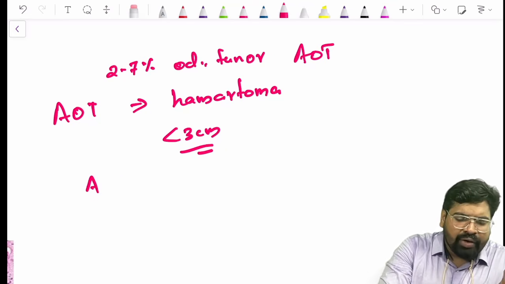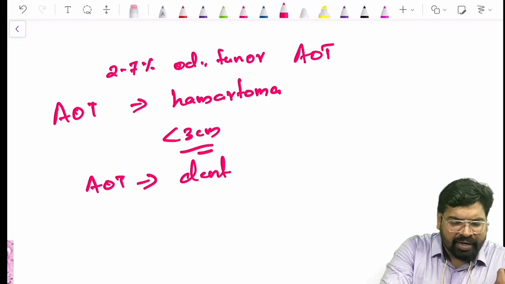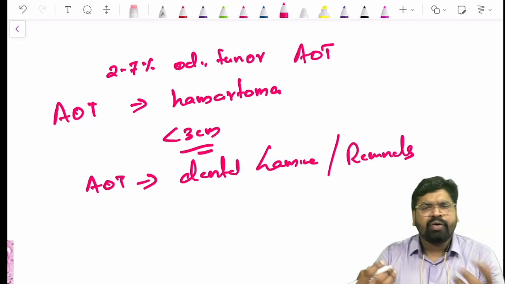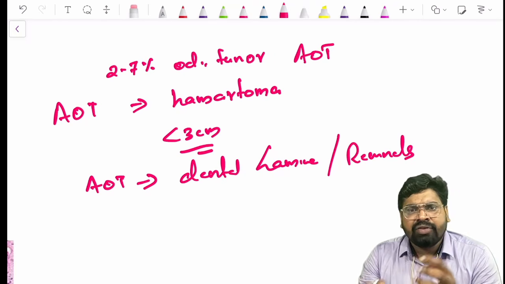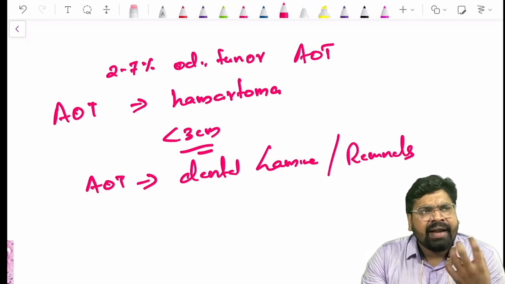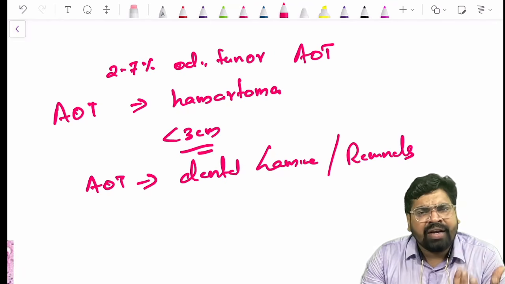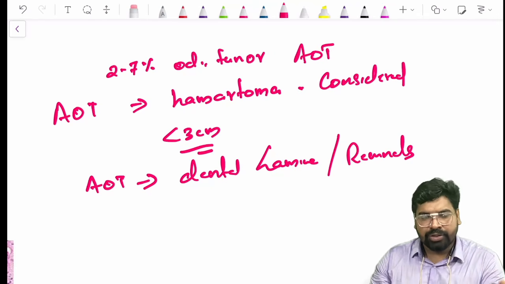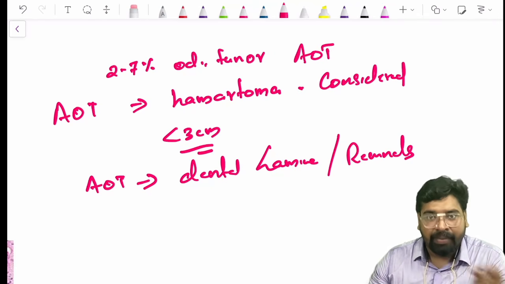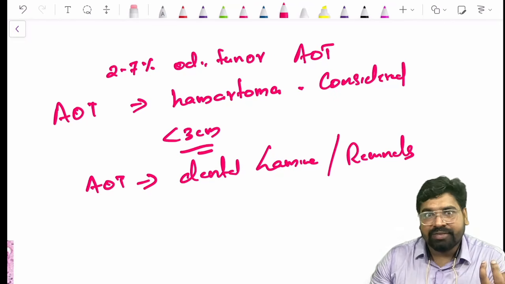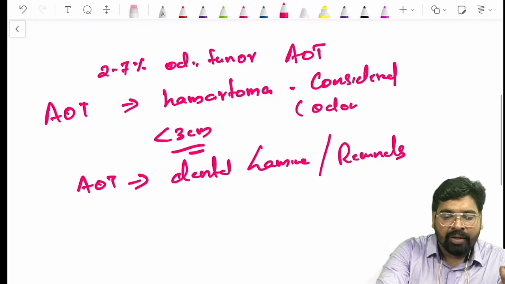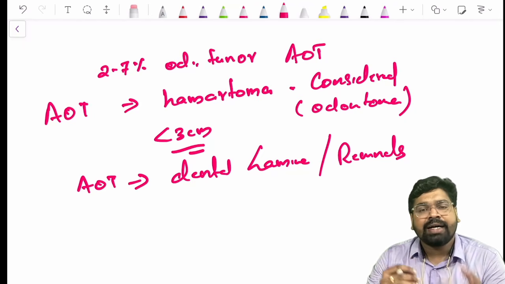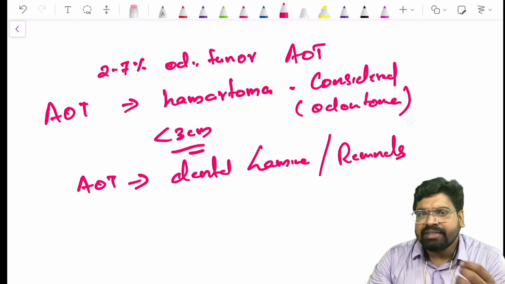AOT arises from the dental lamina or its remnants, your tooth apparatus. So it is usually small in size and on the jaw, and it is considered a hamartoma. An odontogenic tumor which is considered a hamartoma is AOT, but there is one more, the odontoma. So AOT and odontomas are odontogenic tumors which are considered to be hamartomas.